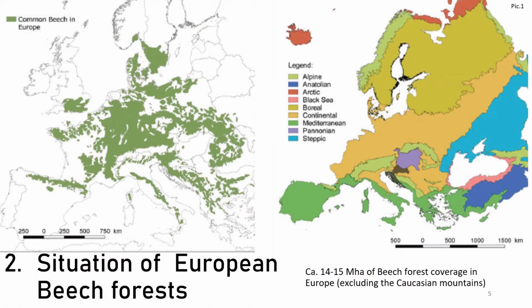Okay, so from the map on the right side, we can see the situation of the climate all around Europe, the different types of climate. Whereas on the map on the left, we can see the beech forest distribution all over Europe. If we compare the two maps, we can clearly see that most of the beech forest grows where there is continental climate. So let's go more in depth inside the characteristics of beech forest all around Europe.